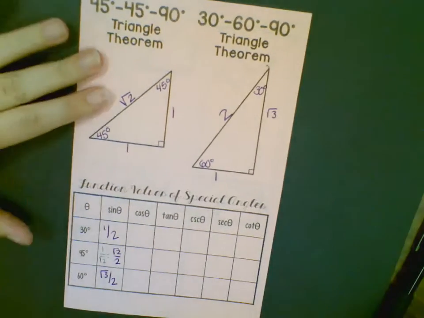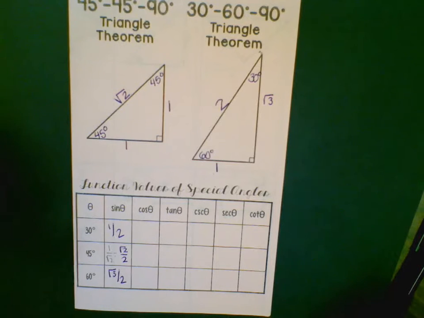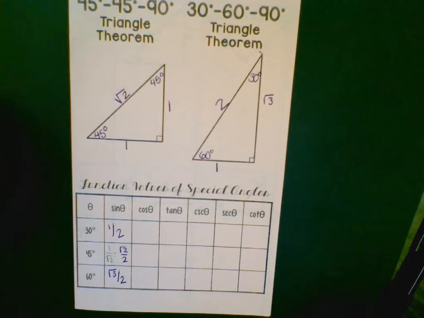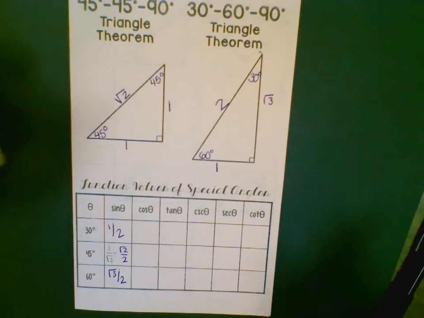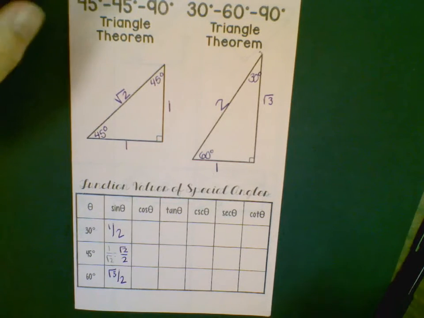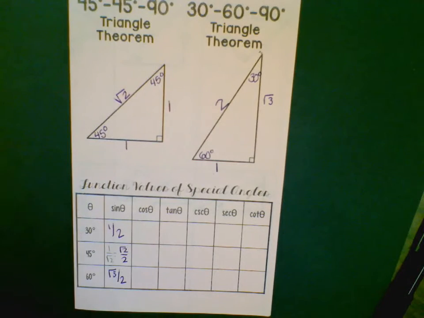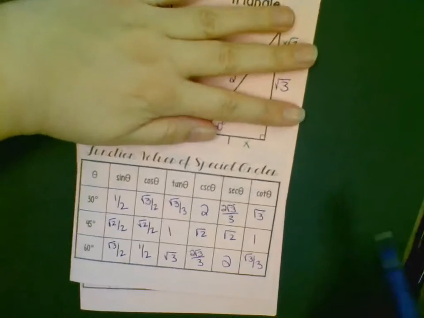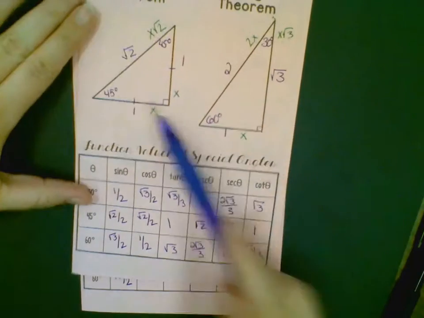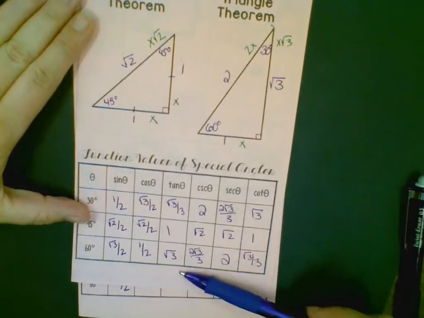Okay, so I think you guys get the idea of what we're doing here. Make sure you rationalize your denominators. So pause your video, and when you come back, I will show you what the other answers are for the rest of the table. Okay, I hope you paused. So here we go. Using those triangles, we can find all those other values.